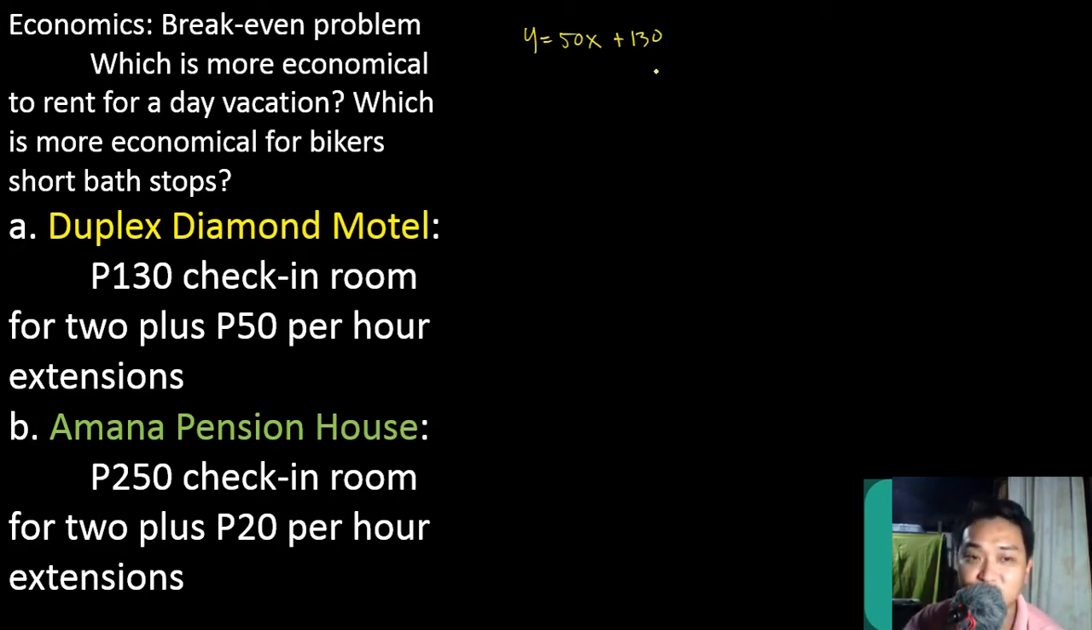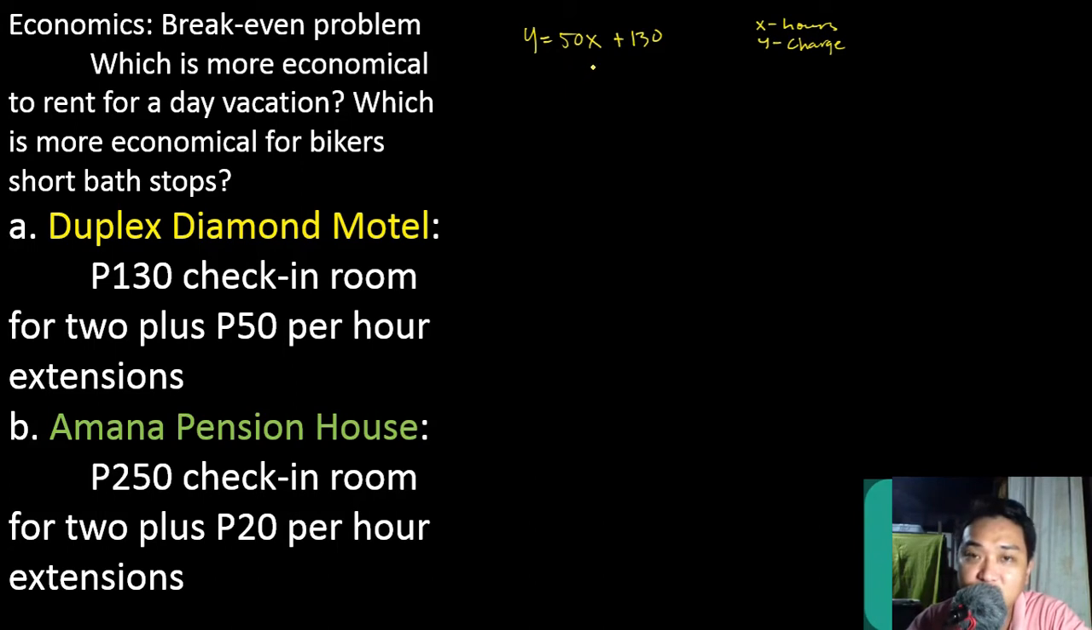So, magtagal ka man sa hindi, sa motel na yan, automatic may charge ka na 130 pesos sa check-in pa lang. Tapos yung 50 pesos, yun yung per hour extension. So yung x dito, siya yung nagsisilbing the number of hours. At yung y natin dito, siya yung nagsisilbing charge, o yung babayaran natin. That will be in pesos, po.